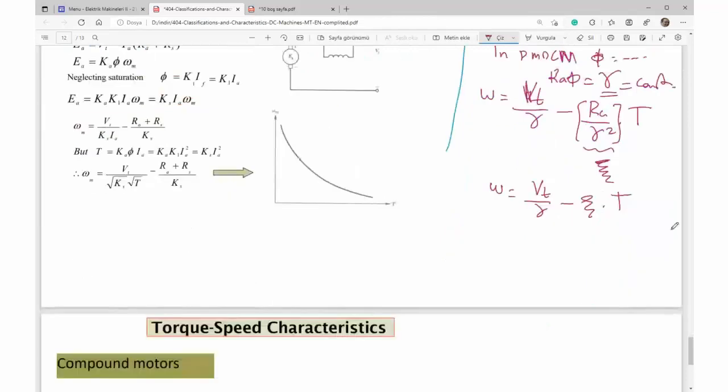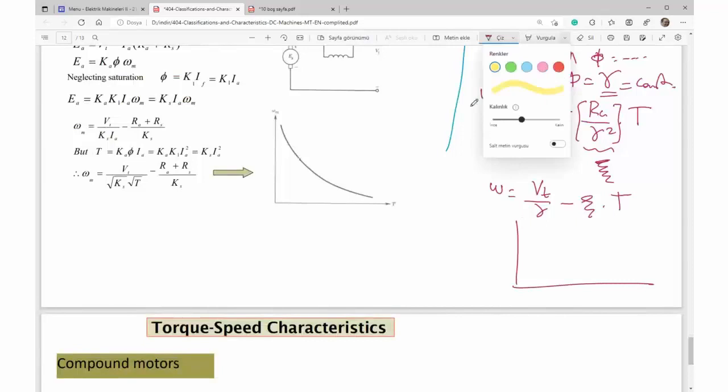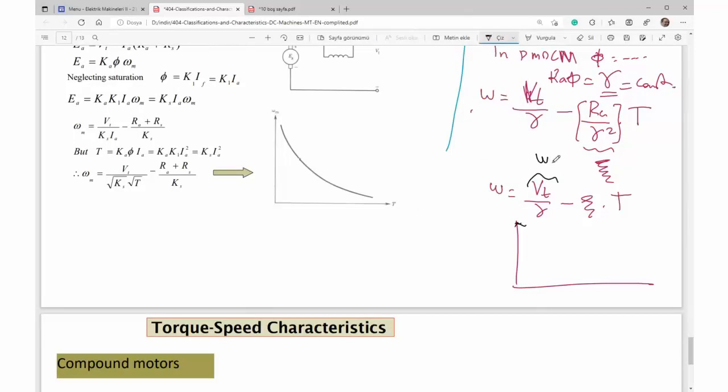Let's draw this. Excuse me, that is the no load speed. That is the slope of the curve. That is torque, angular speed, starts from no load speed, and then here's the slope. That is the torque speed curve of permanent magnet DC motor.